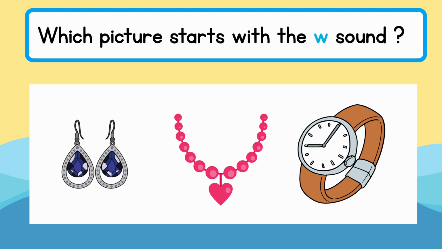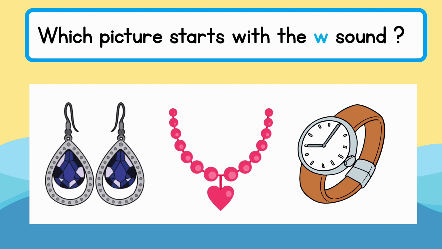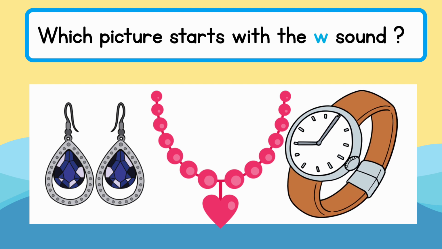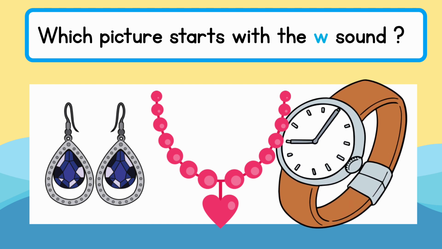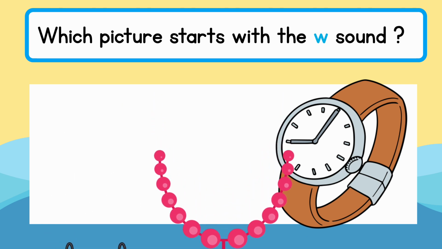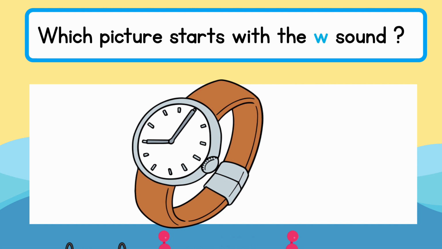Three more pictures. Let's find the picture that starts with a W sound. Let's name the pictures. Earrings. Necklace. Watch. It's not the earrings. It's not the necklace. Well done. It is the watch.